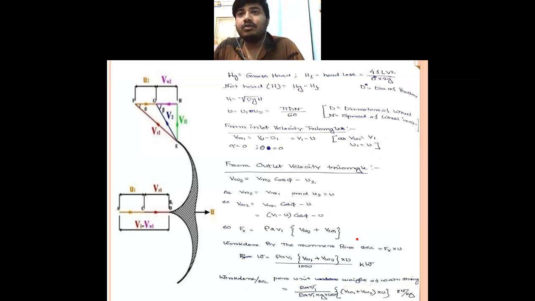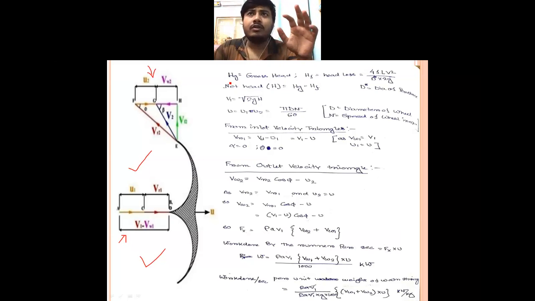Next, come to this portion. We will do the analysis of this. On the left hand side, you can see the velocity triangles are drawn. These are the two velocity triangles: this is the inlet velocity triangle, and this is the outlet velocity triangle.